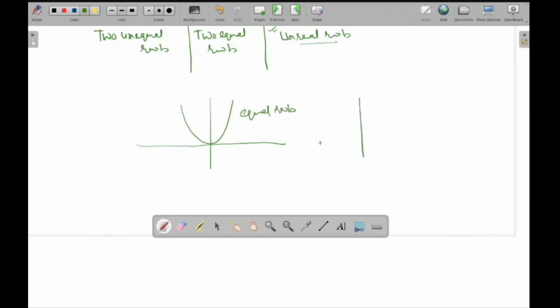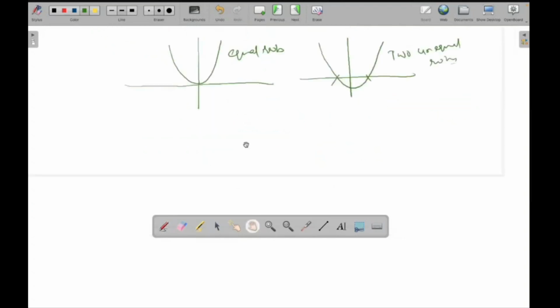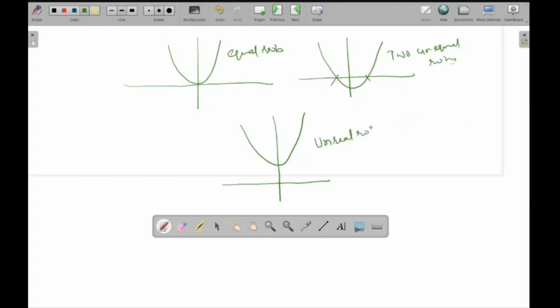When we had a graph like this, then we had two roots, two unequal roots. And then we had a situation, if you remember, wherein our graph was going like this. It was not touching the x-axis at all. This is a situation when we have unreal roots, or we say there are no real roots.